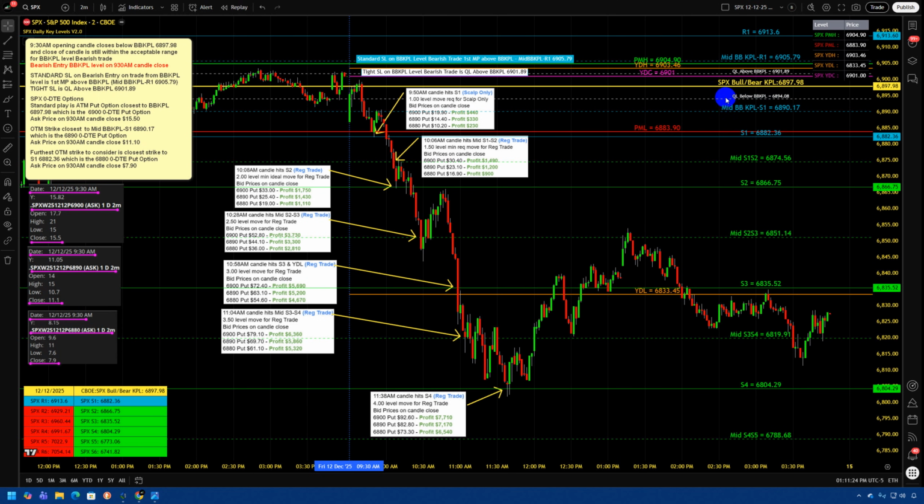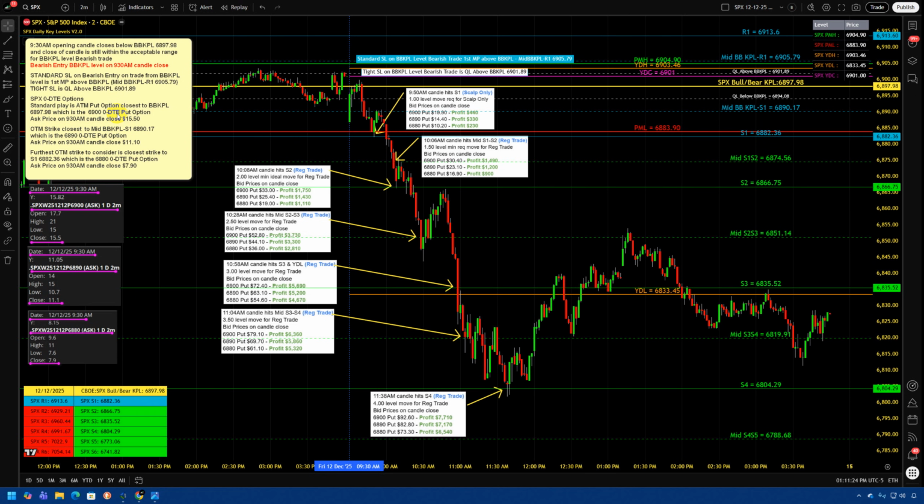The furthest out of the money you can consider on this trade is going to be the closest strike to the level that's one level away in the direction you're trading from the level you're trading from. So that would be the S1 level, 68.8236, so that is the 68.80 put.